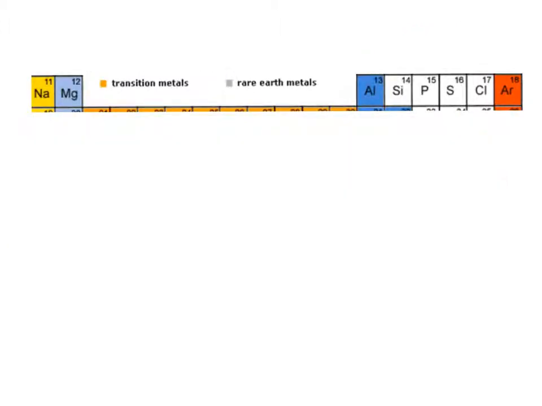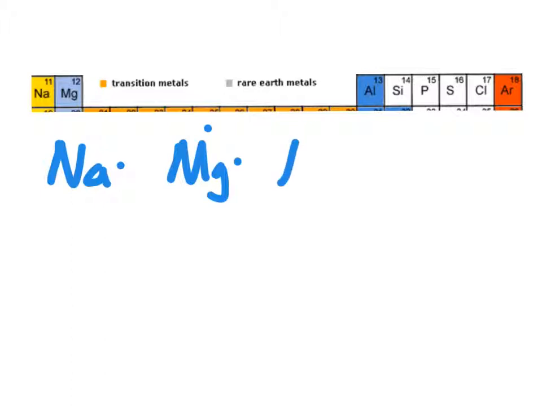Alright, the last thing I would like to do, and for our last talking point, we are going to draw the electron dot diagram for each of the row 3 elements. So we'll start with sodium, Na, and it has 1 outer electron. Next is magnesium, and it has 2 outer electrons. Third is aluminum, and it has 1, 2, 3 outer electrons. Fourth is silicon. It has 1, 2, 3, 4 outer electrons.